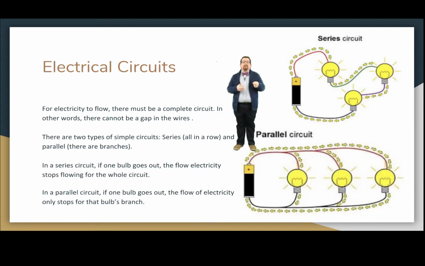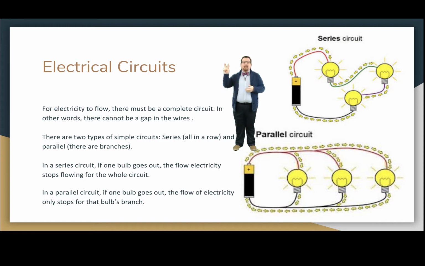In order for electricity to flow, you must have a complete circuit. A circuit is just the system of wires or the path of wires that electricity will flow through. To have a complete circuit, you cannot have any gaps in the wire. For example, you can have a broken wire, or a dead battery, or a broken light bulb. Because once there's a gap in the circuit, you no longer have electricity flowing.